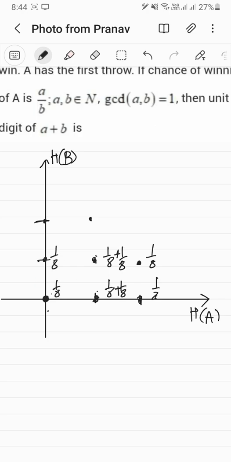So just notice the pattern: we are always splitting each point's charge into half and then giving it, depending on whether it's A's turn or B's turn, to the immediate right or the immediate top point. So basically we are shifting the whole thing.